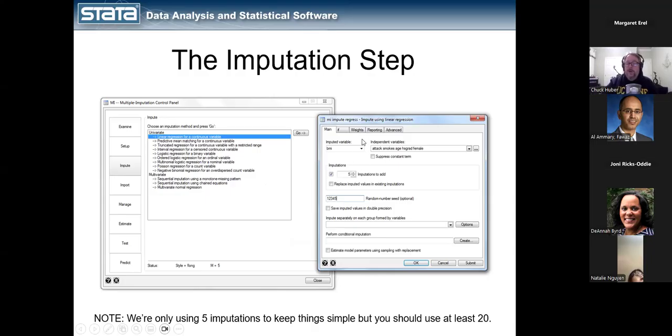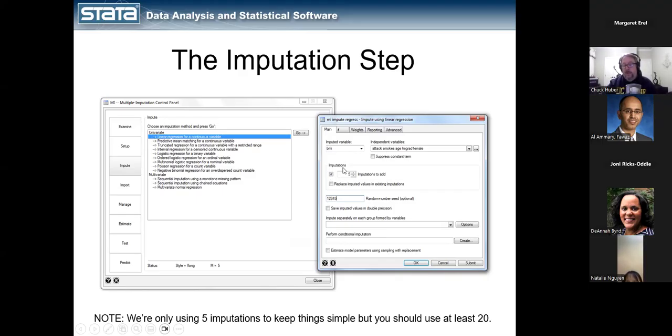So what we're going to do in this dialog box then is we're going to select the imputed variable. That's the dependent variable in our imputation regression model. So the imputed variable here is BMI, and then the independent variables, or predictors of BMI, are going to be attack, smokes, age, HS grad, high school grad, and female. Okay. So that's the regression model that we're going to use to predict BMI.